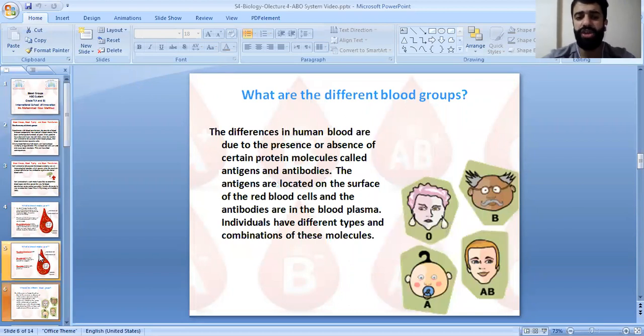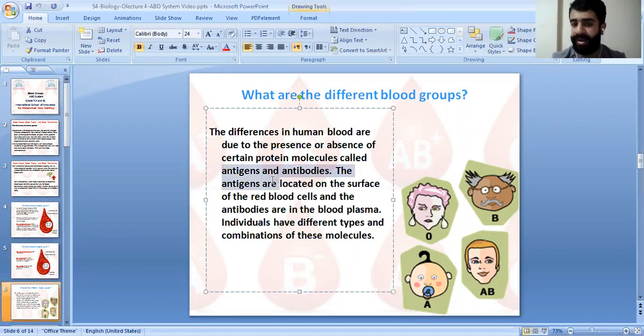So differences in human blood are due to the presence or absence of special protein molecules. These proteins are called antigens and antibodies. We're going to talk about them in detail. The antigens are located on the surface of the red blood cells, and the antibodies are found in the plasma. So individuals have different types and different combinations.